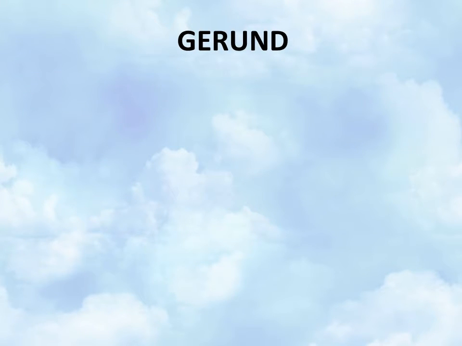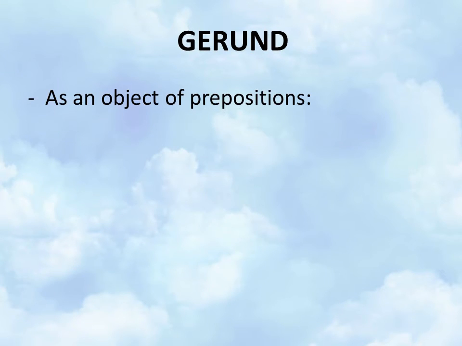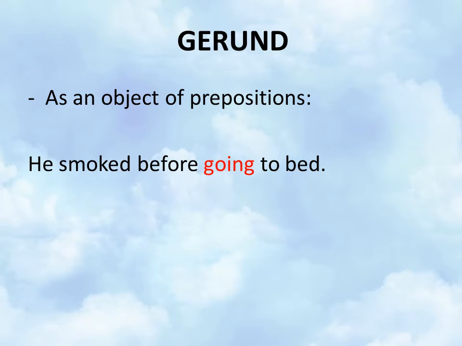The fourth way we use gerund is as an object of preposition. He smoked before going to bed. As you can see, the gerund going goes after before.